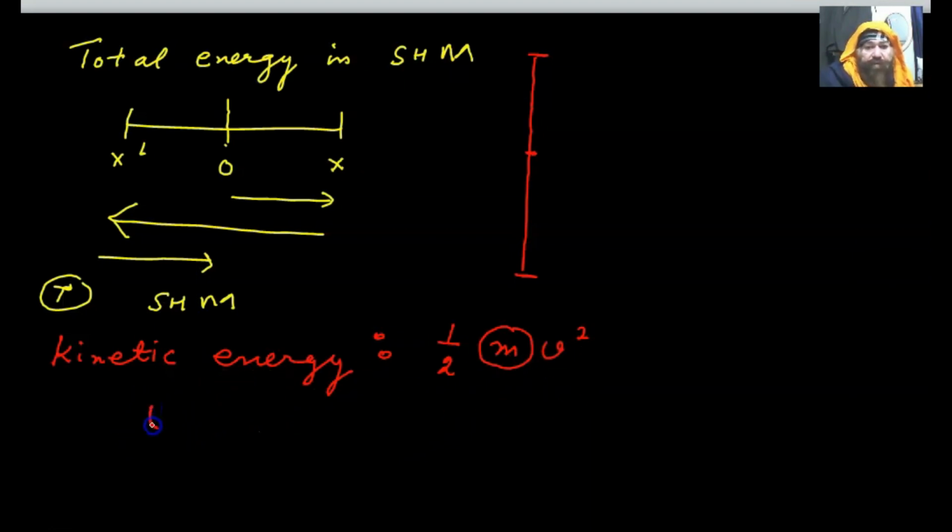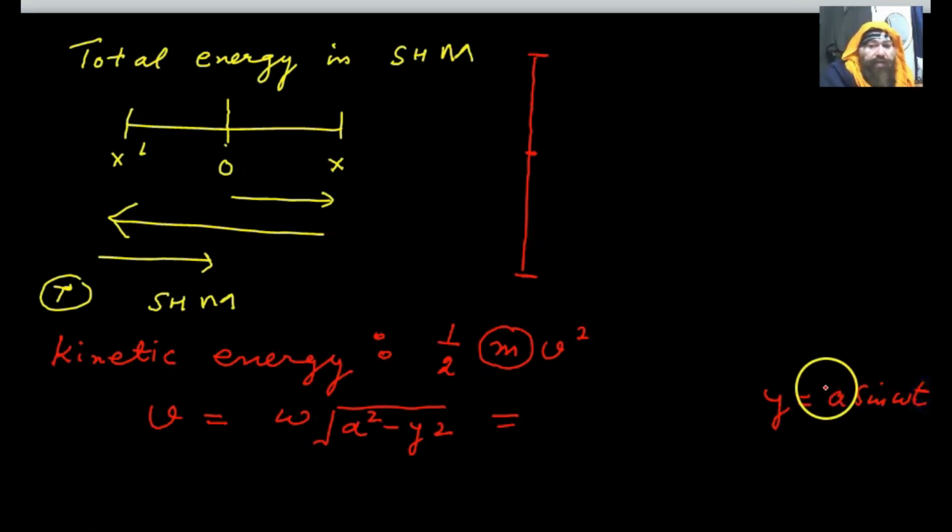That expression was v equals omega root of a square minus y square. In terms of the sine expression, if I choose y equals a sin omega t, this is the equation of displacement, where a is the amplitude.